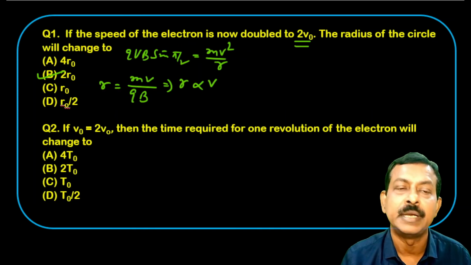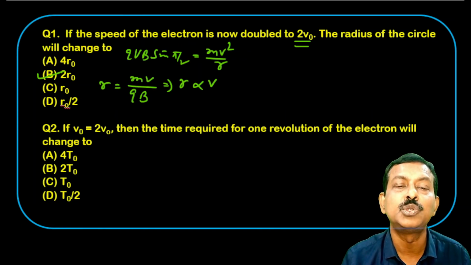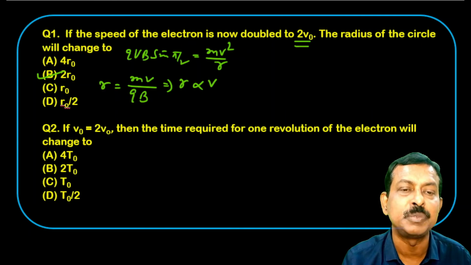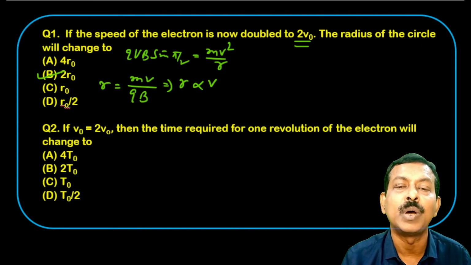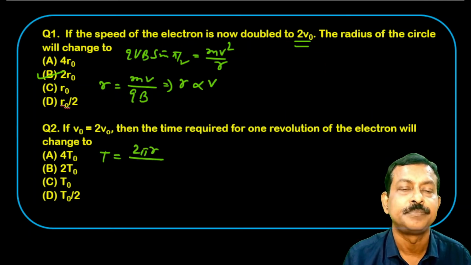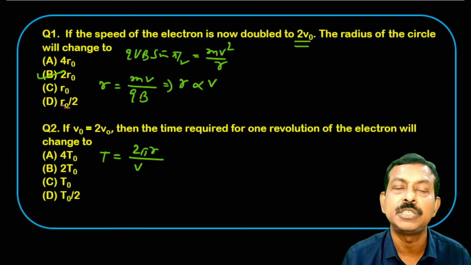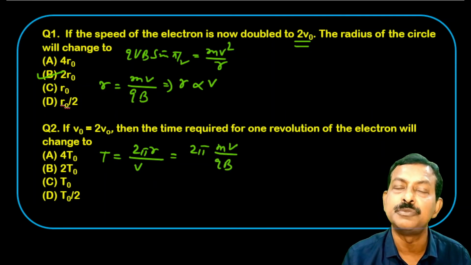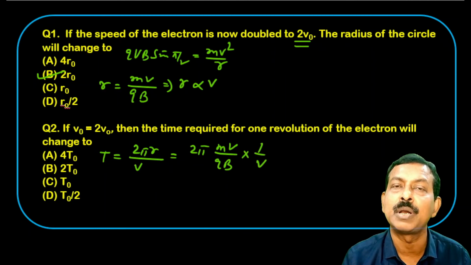Let's now take the next question. If v0 becomes 2 times v0, we are doubling the speed. The time required for one revolution of the electron will change to? Now here, we have taken the expression for the radius. Now let's take the time period. This is 2 pi r by v, velocity. Now for the radius, if I am putting it in, r is mv by qB, and this v is also there in the denominator, 1 by v there.